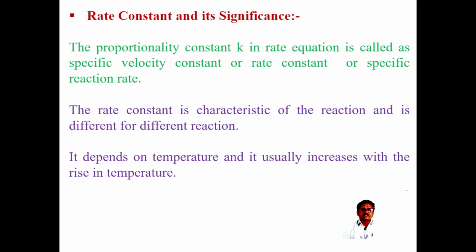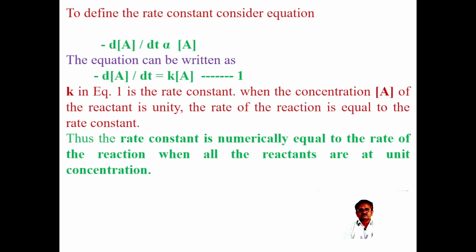Now let us see the rate constant for the reaction which we study kinetically. The proportionality constant k in the rate equation is called the specific velocity constant, or rate constant, or specific reaction rate. The rate constant is a characteristic property of the reaction and is different for different reactions. It depends on the temperature and usually increases with a rise in temperature.